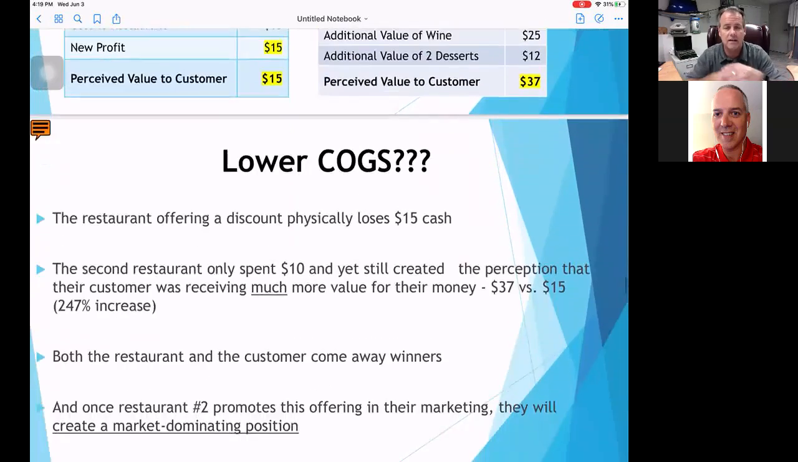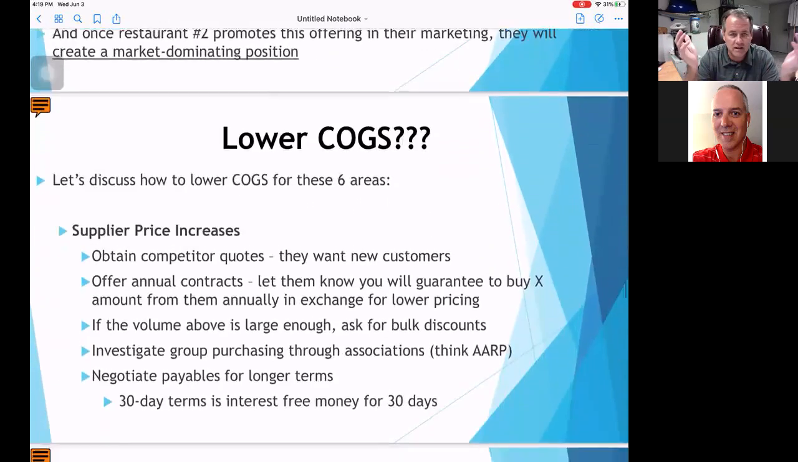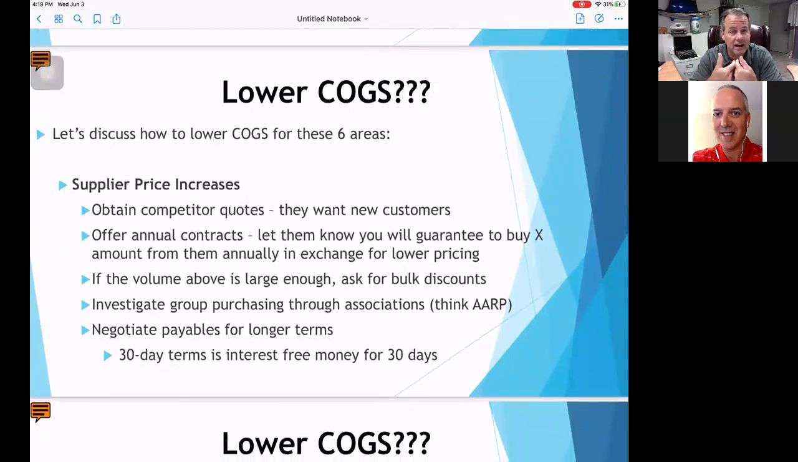Always honor the ad. If you're selling a discounted bottle of wine and you only had those while supplies last, you can't help that. So there are times you can't. Now here are some other ways to lower your cost of goods sold, which we're talking about as variable costs.